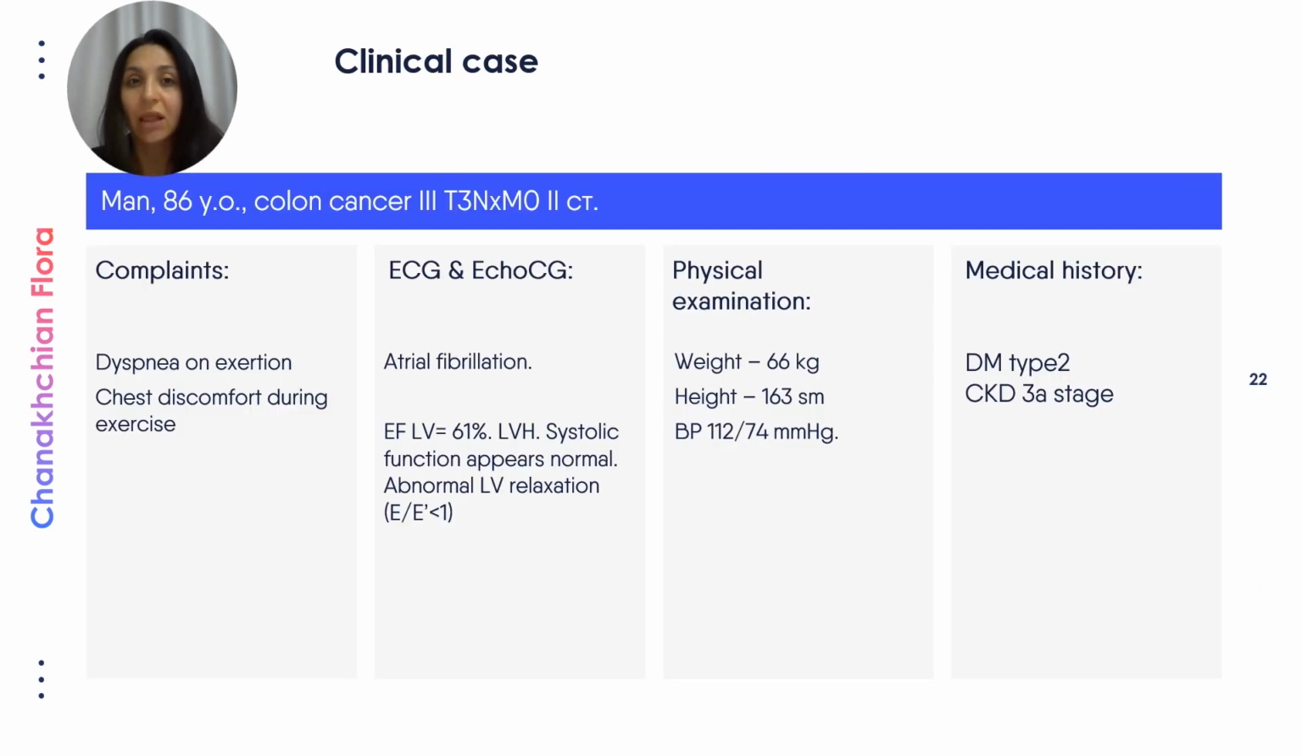Let me show a short clinical case which represents our scientific work. A patient, 86 years old, with colon cancer had complaints like dyspnea and chest discomfort during exercise. He had atrial fibrillation on ECG. Furthermore, he had diabetes mellitus type 2 and chronic kidney disease of stage 3.